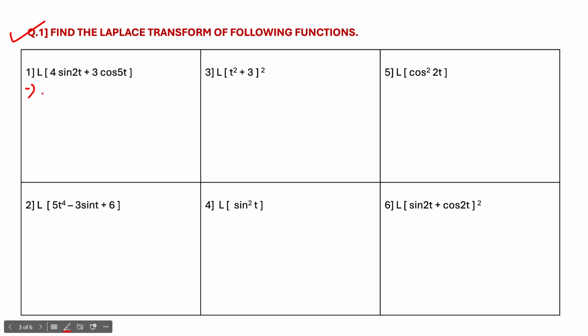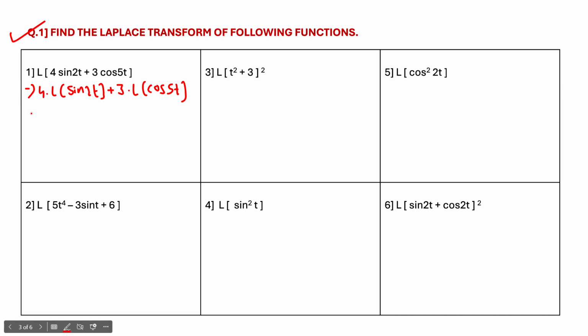What you have to do, you have to keep the constant term outside, meaning 4 is a constant here, keep it outside and put Laplace separately. So 4 outside Laplace of sine 2t, okay, plus again 3 is a constant, keep it outside, Laplace of cos 5t.